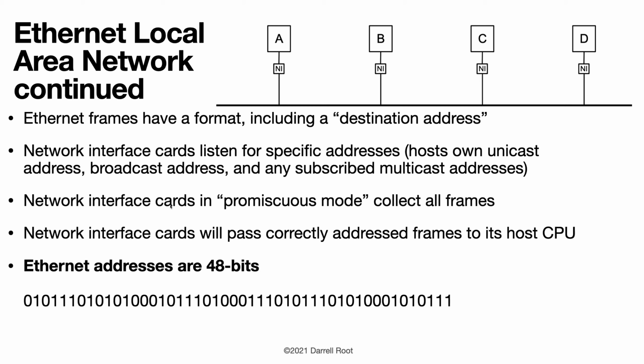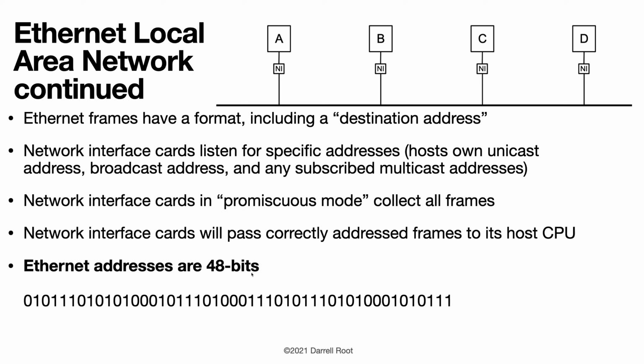A network interface card can also be in what's called promiscuous mode, which means that it will attempt to collect all frames, and pass that up to the CPU. If you are monitoring network traffic and trying to capture network traffic, you have the option, using a tool such as Wireshark, of putting the network interface card in promiscuous mode. So in that case, you'll capture any traffic that passes by your network interface card, whether or not the destination MAC address is your own MAC address.